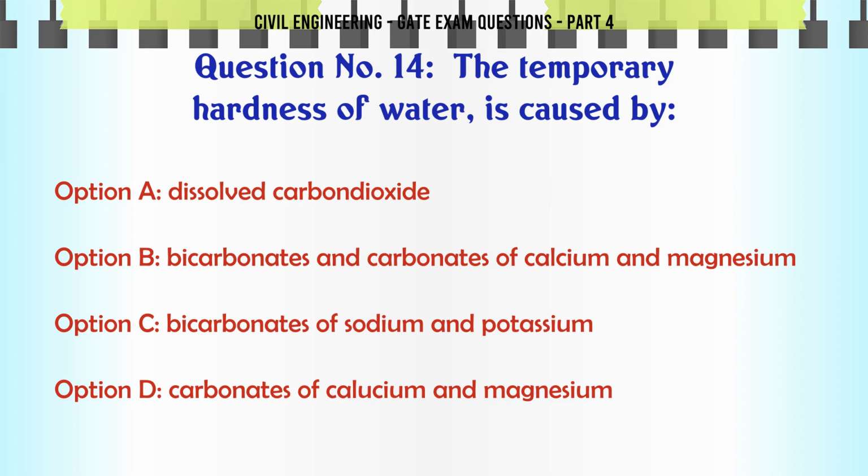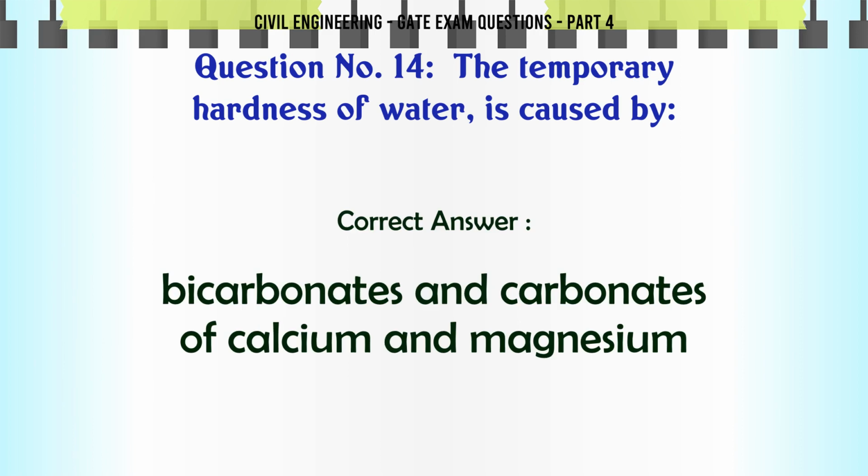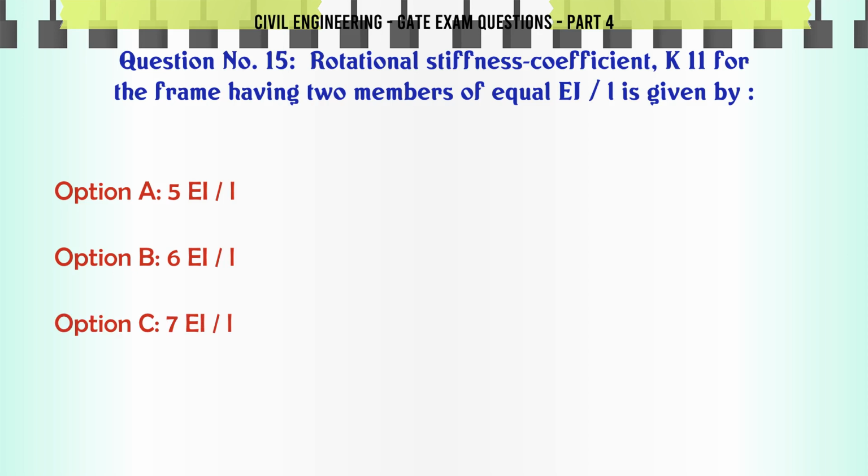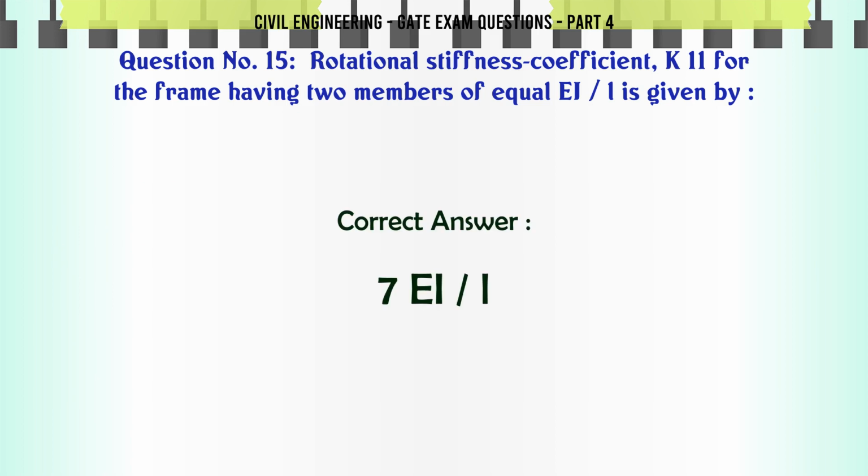Carbonates of calcium and magnesium. The correct answer is bicarbonates and carbonates of calcium and magnesium. Rotational stiffness coefficient K11 for the frame having 2 members of equal EI/L is given by A. 5 EI/L, B. 6 EI/L, C. 7 EI/L, D. 8 EI/L. The correct answer is 7 EI/L.